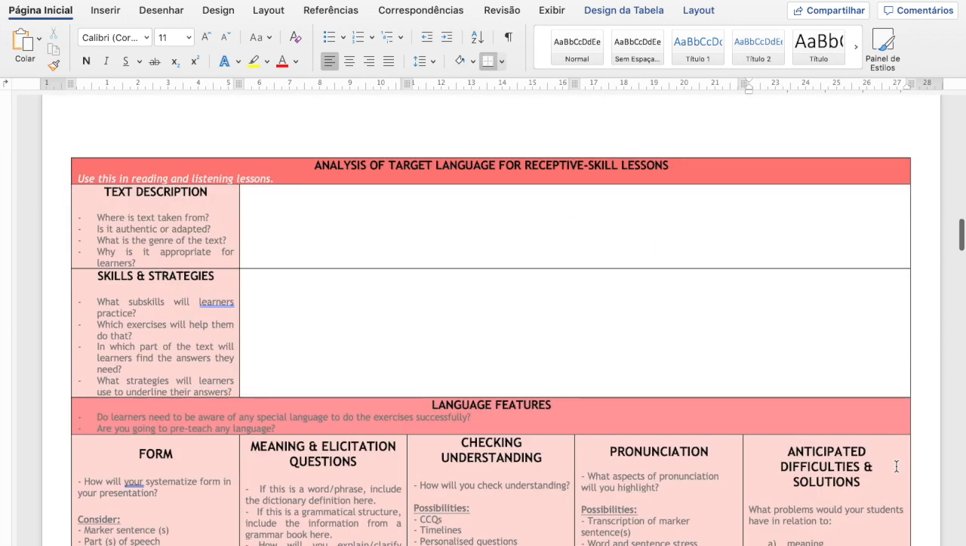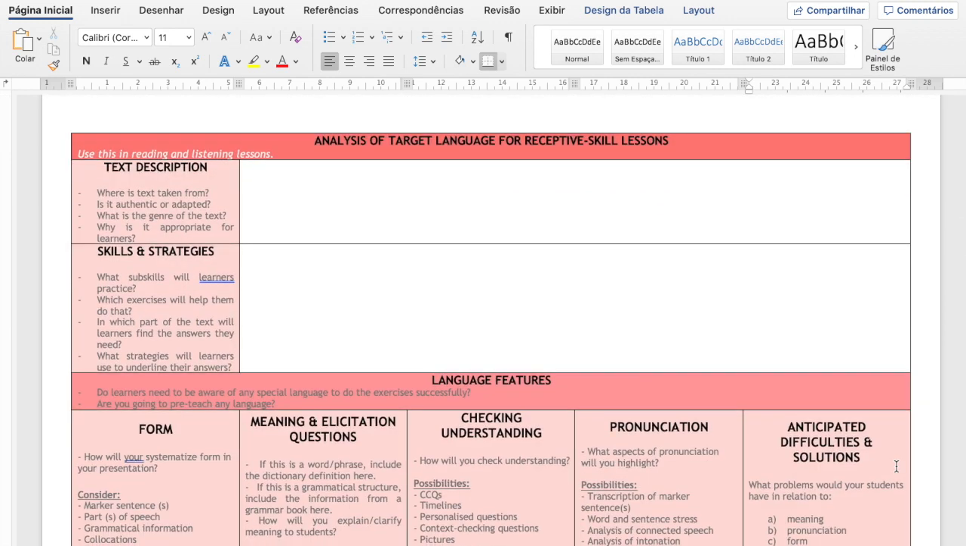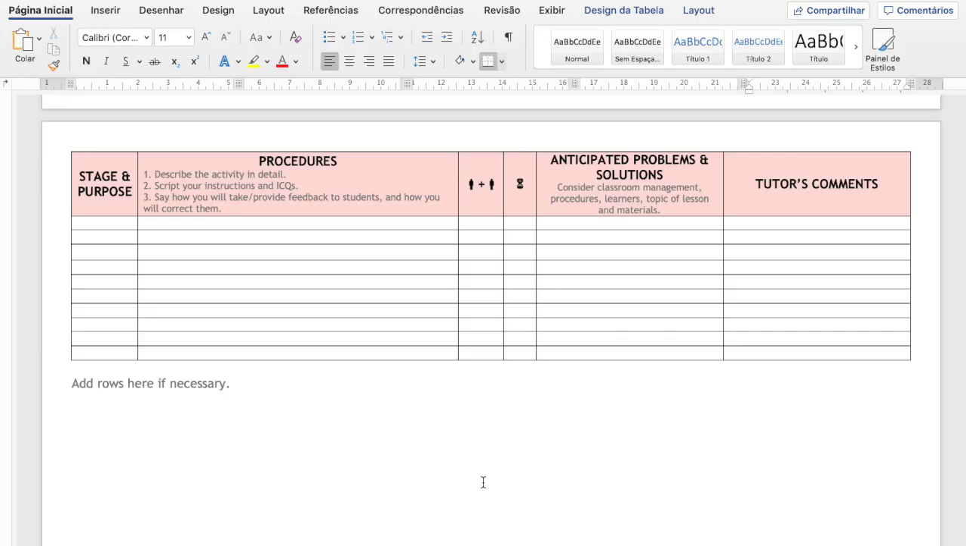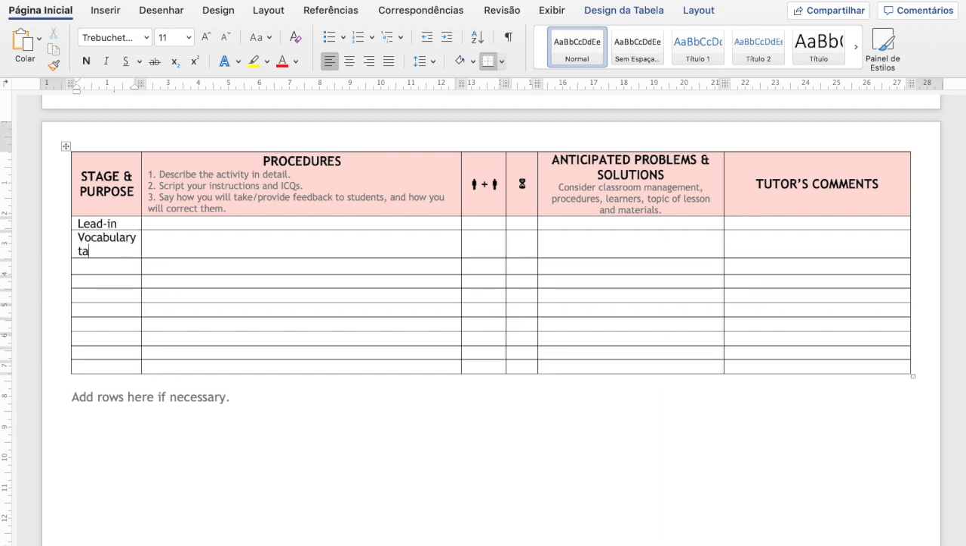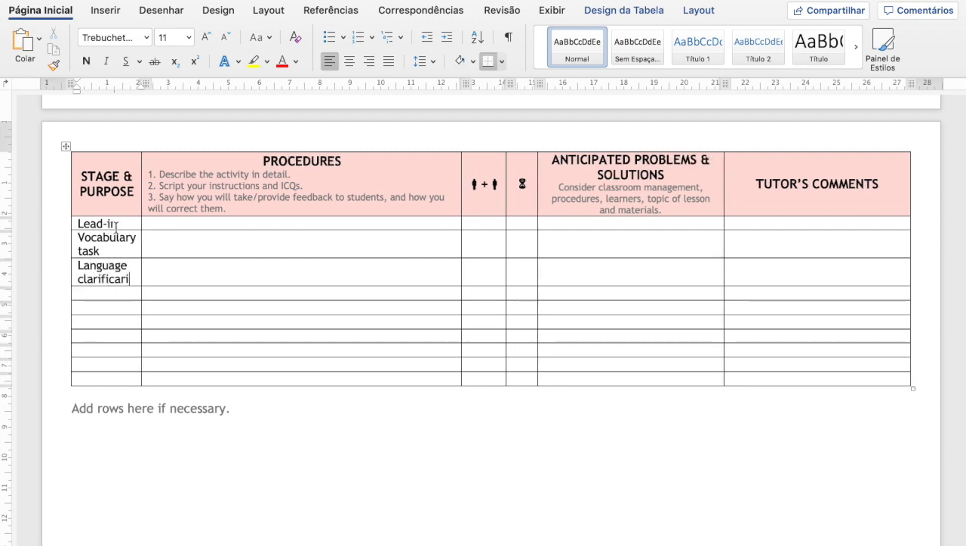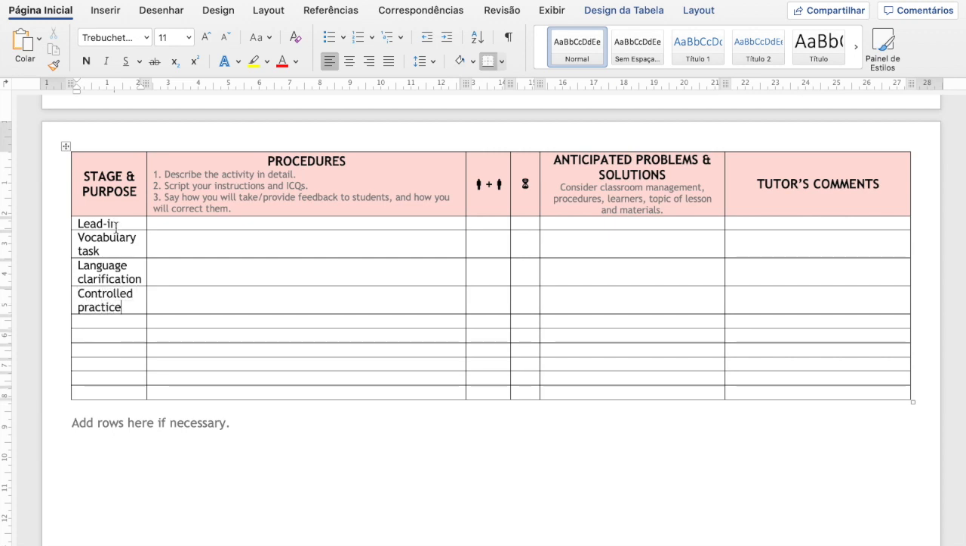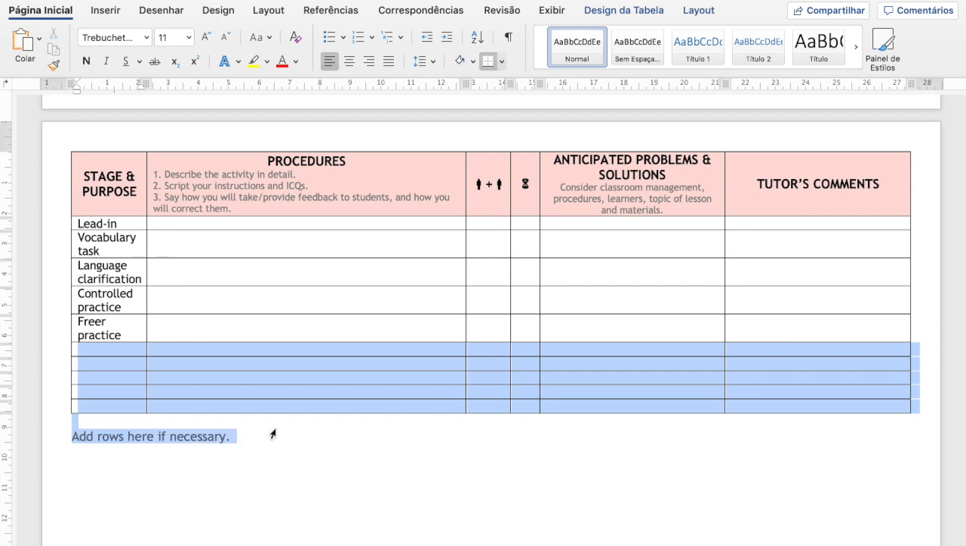Then, for the analysis of target language for receptive skills and for productive skills, please refer to the examples you will receive by email. Lesson plan is where you write the stages and procedures of the lesson. Supposing this is a vocabulary lesson, my stages will be leading, vocabulary task, language clarification, control practice, and freer practice. You can delete the other items you won't need.